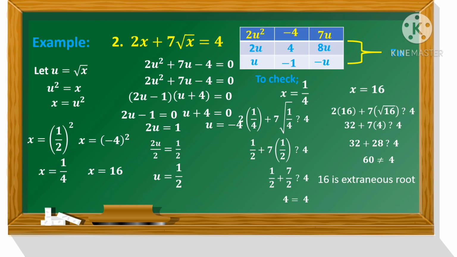So this 16 is what we call the extraneous root. So when it's an extraneous root, that's the value of x, but not a solution of the original equation. Okay, we call that extraneous root. So therefore, we only have one value of x that can be considered as the solution, and that is 1/4. So only 1/4 is the solution of the given equation. Okay, so that's how we solve.